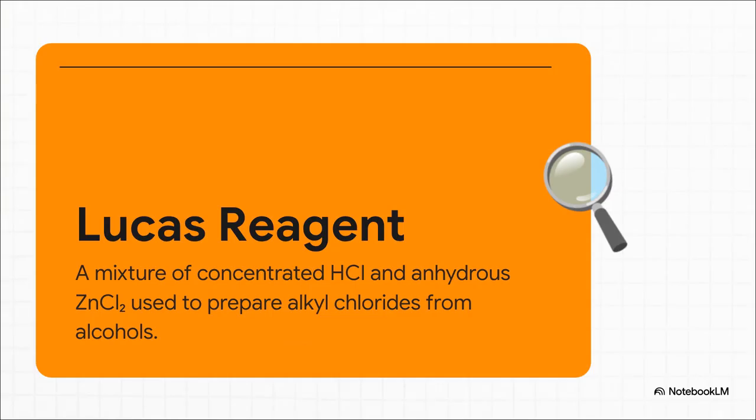First up, the Lucas reagent. It's a mix of concentrated HCl and anhydrous zinc chloride. Its main job is to make alkyl chlorides from alcohols. But here's the cool part. It has a bonus use. A tertiary alcohol reacts instantly. A secondary one takes a little time, and a primary alcohol doesn't really react at room temperature. So it's not just for preparation, it's a test too.